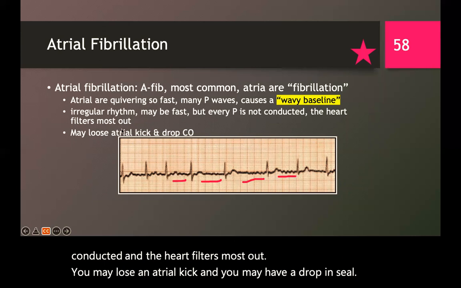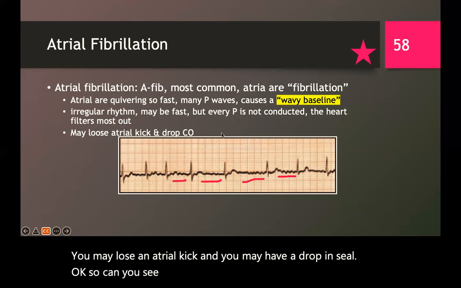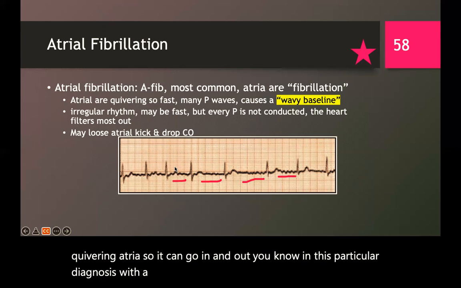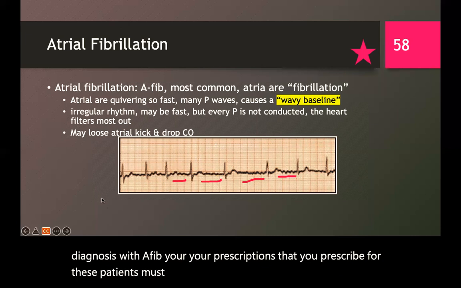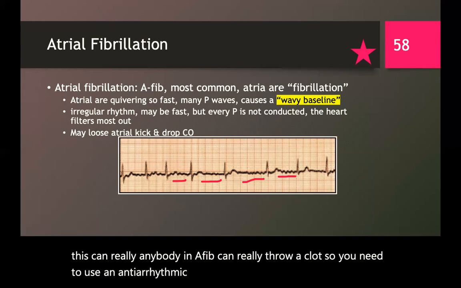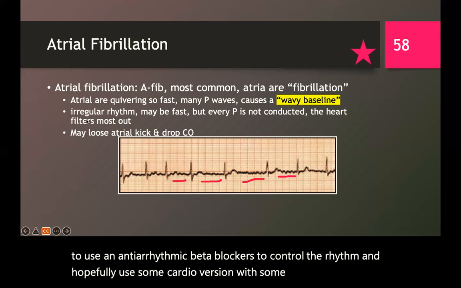Okay, so can you see in this that it's irregular? We have a quivering atria, so it can go in and out. In this particular diagnosis with AFib, your prescriptions that you prescribe for these patients must include prophylaxis for CVA or clot, because anybody in AFib can really throw a clot. So you need to use an antiarrhythmic, beta blockers to control the rhythm, and hopefully you've used some cardioversion with some success.